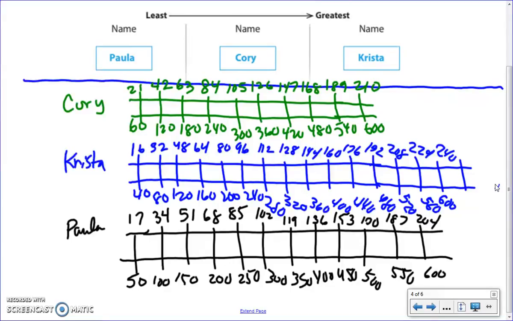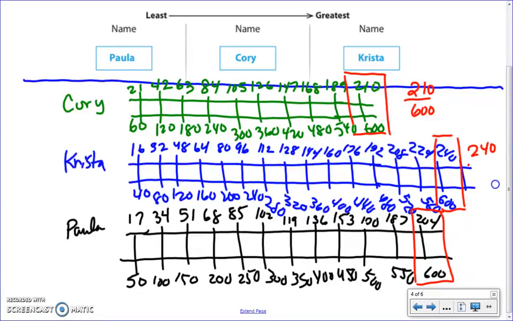Okay, and so, man, that seemed like a lot of work, but I'm going to show you that you could eventually find the answer using the following. We use red marker for this, the following values. If you look at the equivalent fractions, you'll notice that all the way at 600, they finally are compared to the same value. Corey made 210 out of 600. Krista made 240 out of 600, if we're talking about equivalent ratios, and Paula would have made 204 out of 600.